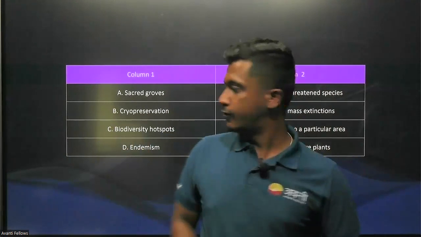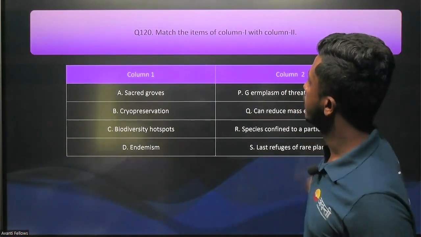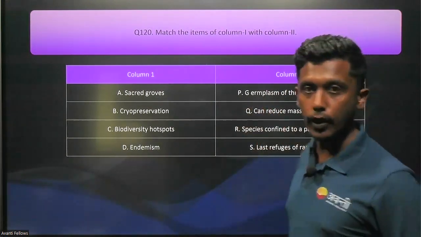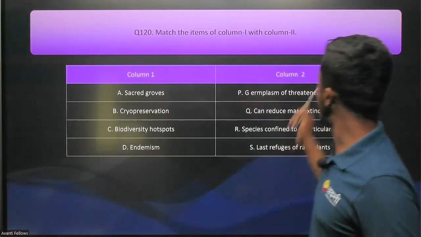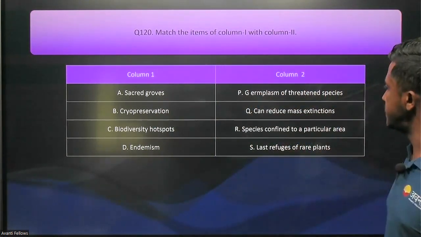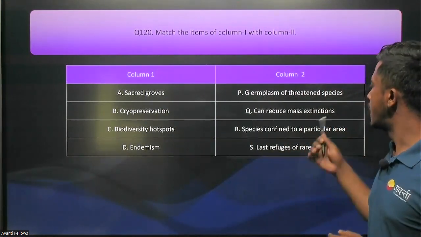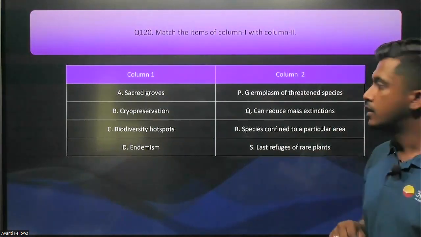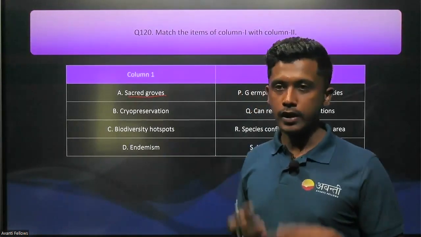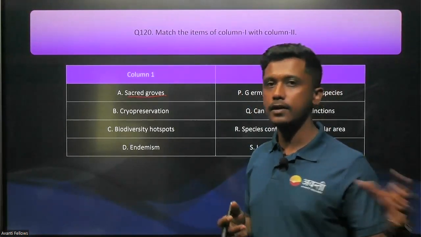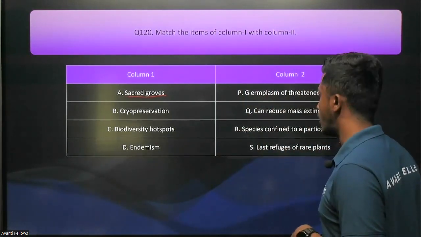So we have another match the following question. In this question, we have column 1 and column 2. So let's look at column 1. Column 1 says sacred groves, cryopreservation, biodiversity hotspots, and endemism. Column 2 says germplasm of threatened species, can reduce mass extinctions, species confined to a particular area, last refuge of rare plants. So when it comes to sacred groves, we know that they are the very important plants that are preserved in a particular area, right? So that is why sacred groves are the last refuge for all rare plants.